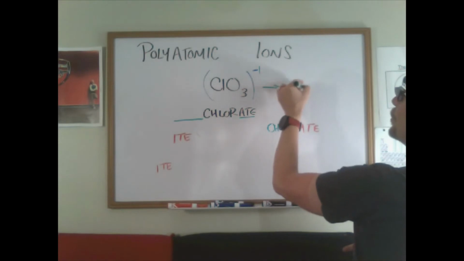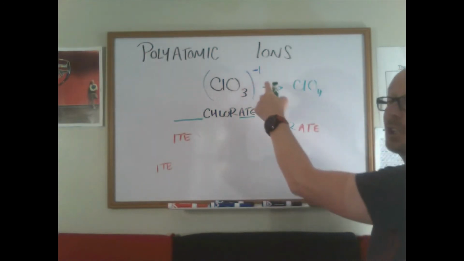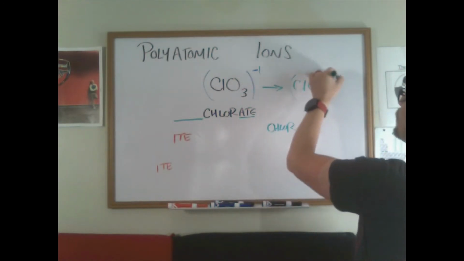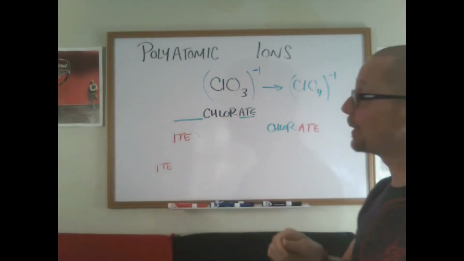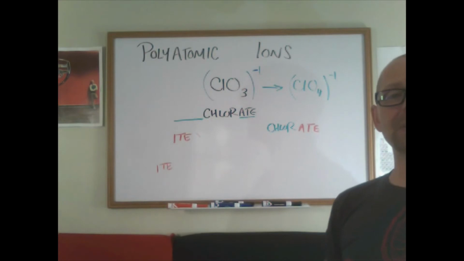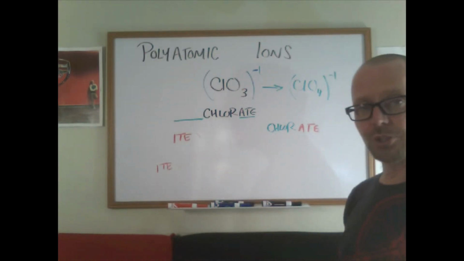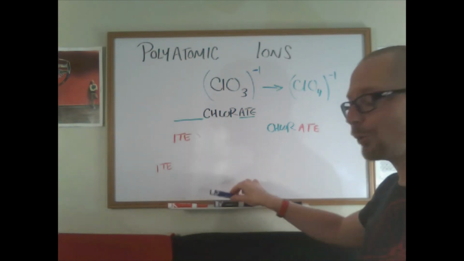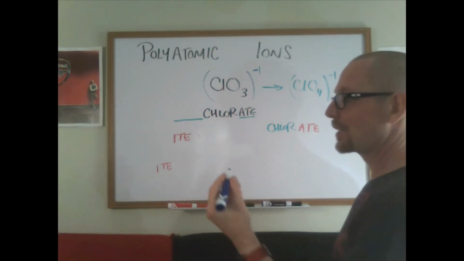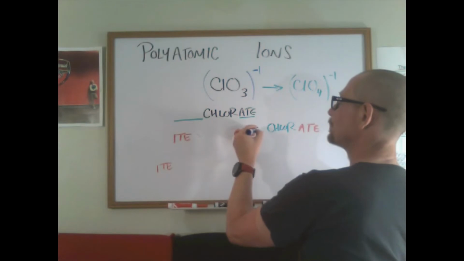Right? But now its formula is ClO4. The charge stays the same, negative 1. The oxidation state remains the same. But how do I indicate that I've got more oxygen? The answer is I use a new prefix. And that prefix is per.